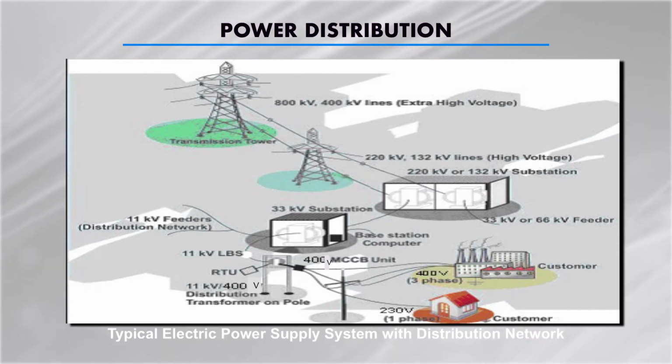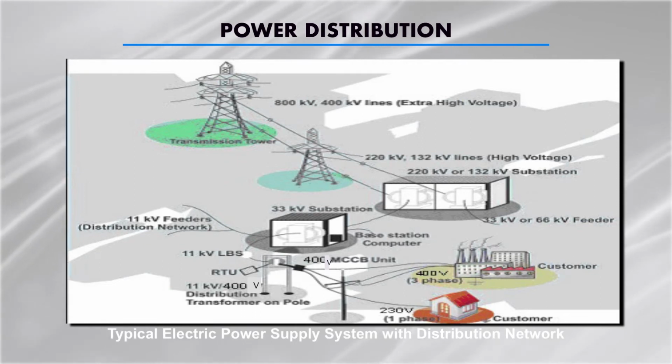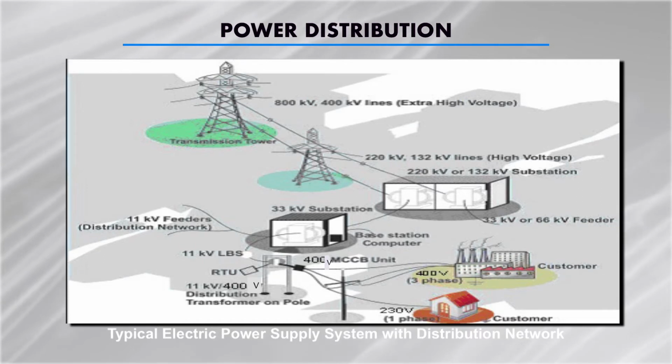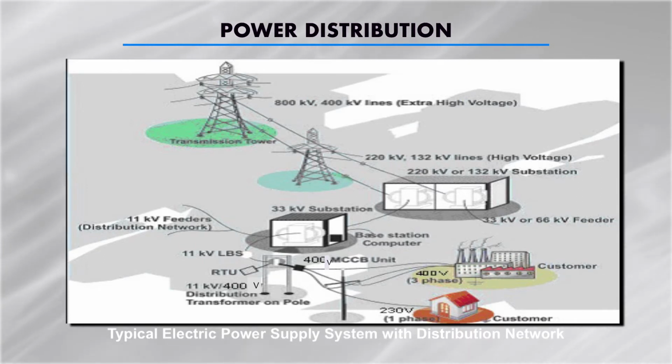At the distribution substation, the voltage is reduced and then it reaches the consumers using the feeders or distribution network, up to the end consumers. They can be house consumers, industrial consumers, or commercial consumers. So this layout will give you some idea about the power transmission and distribution network. Now I am going to discuss this.